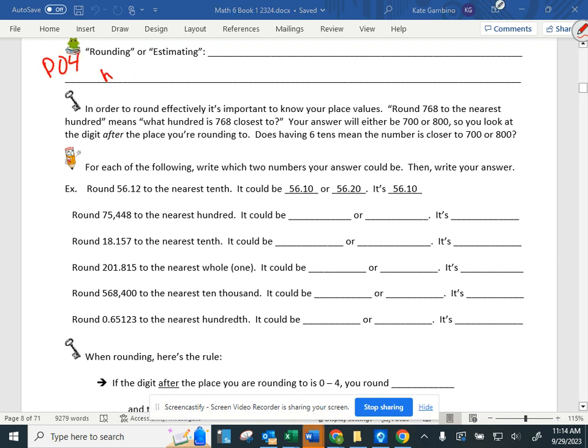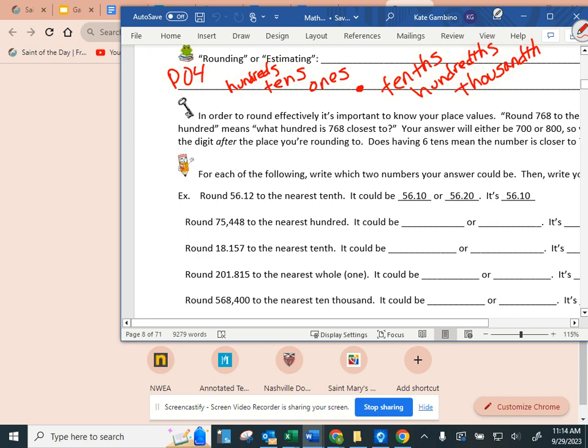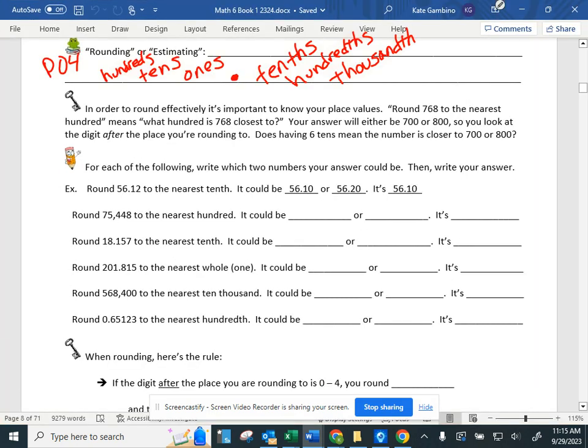PO4, so you can put hundreds, tens, ones, put your decimal place. What is our first decimal place after the decimal? What do we call that? Tenths. Then the hundredths, then the thousandths. I do not believe we need to go any farther out than that for this. So you do need to know your place values.